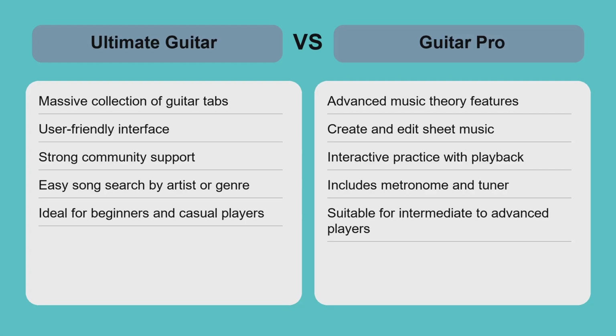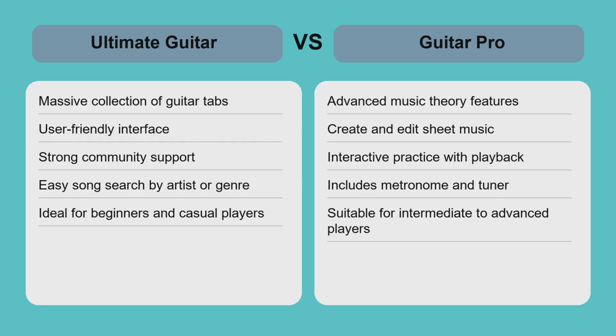When comparing Ultimate Guitar and Guitar Pro, consider your goals and skill level. If you're a beginner looking for an easy way to learn popular songs, Ultimate Guitar's vast library and community support make it an excellent choice. On the other hand, if you're an intermediate player seeking to improve your music theory knowledge or compose your own pieces, Guitar Pro's advanced features will serve you better.